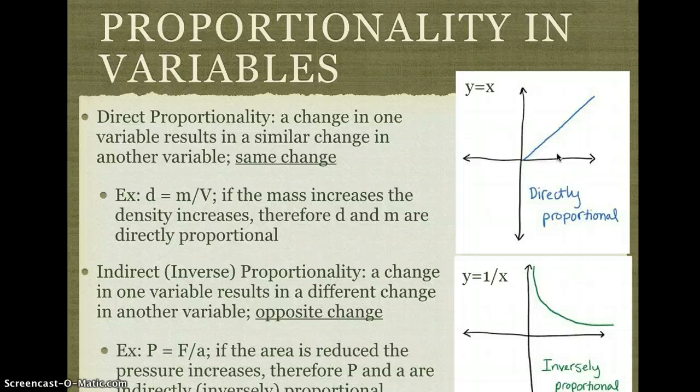Let's look at a different equation. This is a pressure equation that we'll see later on. Pressure equals force divided by area. Looks very similar to density equals mass over volume. If the area is reduced, meaning if we shrink the area, pressure actually increases. So therefore P for pressure and A for area are indirectly, or we can also say inversely proportional, because they have an opposite change there.